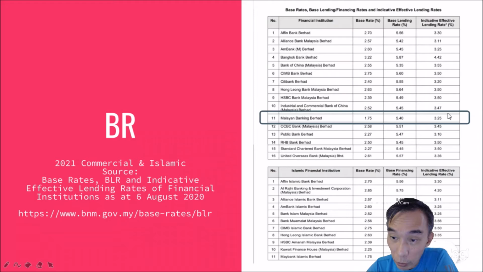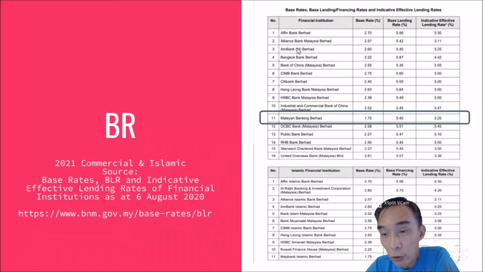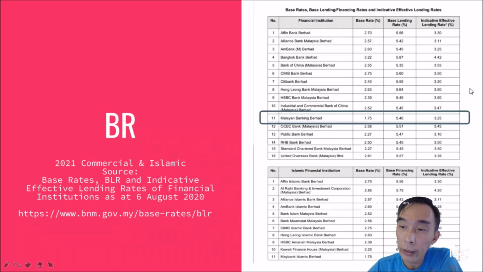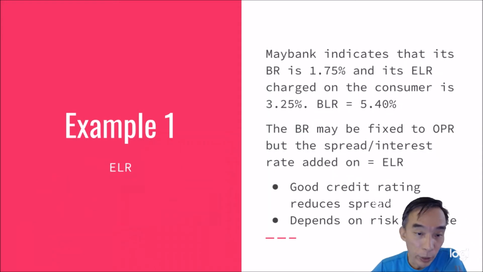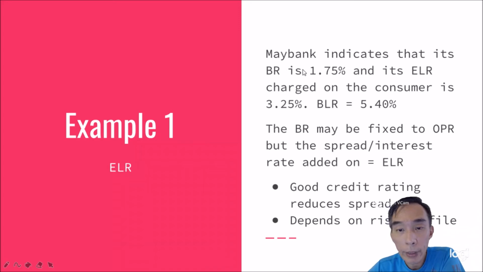Maybe to get this 3.25, you have to loan quite a substantial sum, and also your profile has to be ideal. So if your profile is not so good, then they will not give this very low rate. So example 1, this is Maybank, which indicates that its BR is 1.75. So this BR of 1.75 is equivalent to OPR already, and its ELR, the effective lending rate charged to the customer, is 3.25. The BLR is 5.40. So the BR may be fixed to OPR, but the spread, the interest rate add-on, only then you arrive at the ELR. So the good credit rating, reduced spread, and it depends on risk profile, as I explained just now.